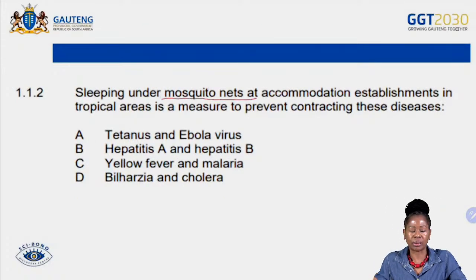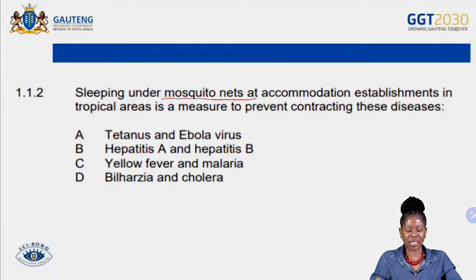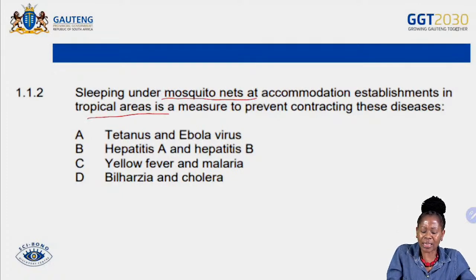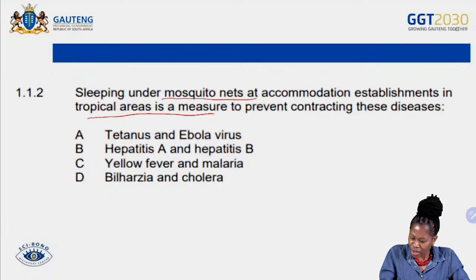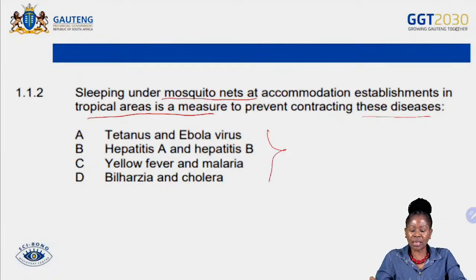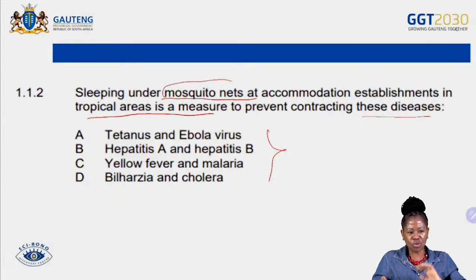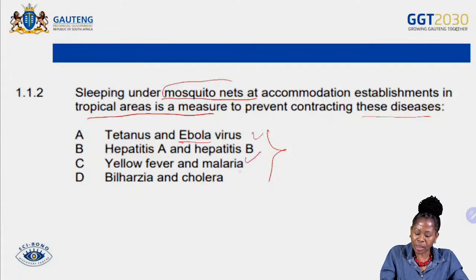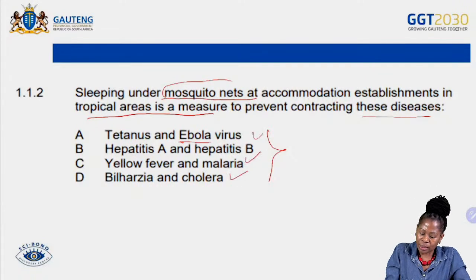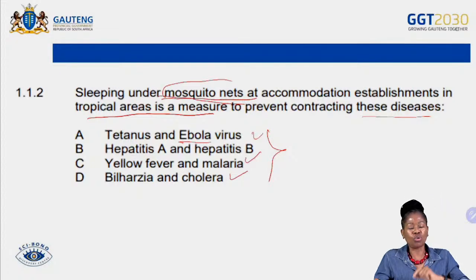Another one: sleeping under a mosquito net. Remember I talked about mosquito nets at accommodation establishments in tropical areas where there is so much water. To prevent contracting this disease, you are expected to choose the disease that compels you to sleep under a net. Already you know that list that I gave you. We didn't talk about Ebola. We talked about this and this, but the one that you choose must be relevant to the mosquito net.